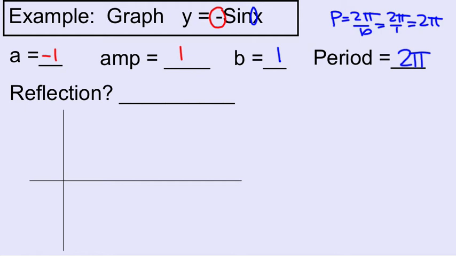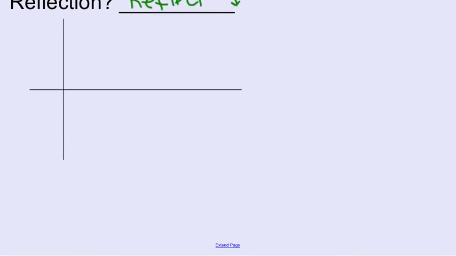But there is a negative in front of that sine function. So what it's going to do is reflect it. So normally, our ordered pairs would kind of go up, and what we're going to do is go the opposite way. We're going to go down. So I'll show you that with our graph. All right, so amplitude is 1.